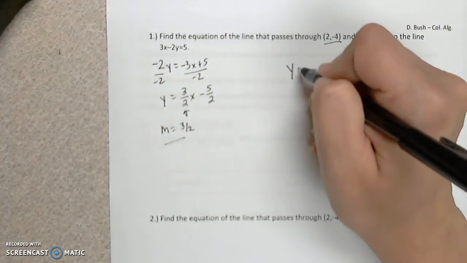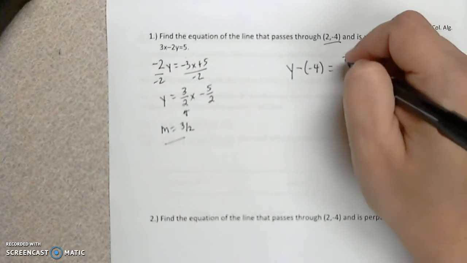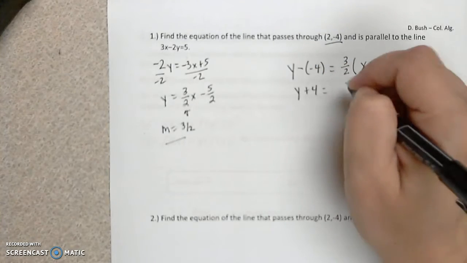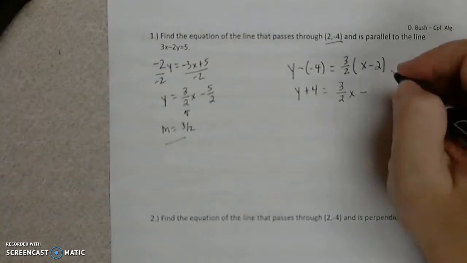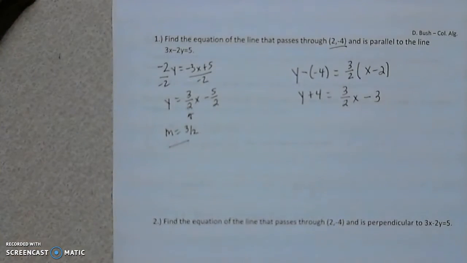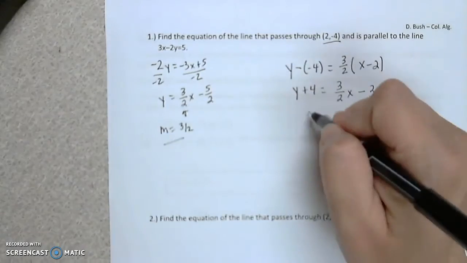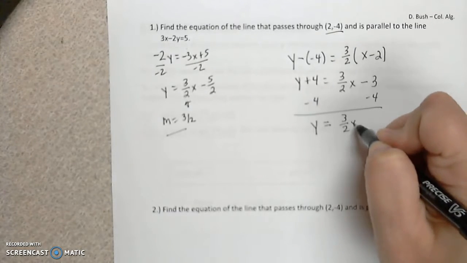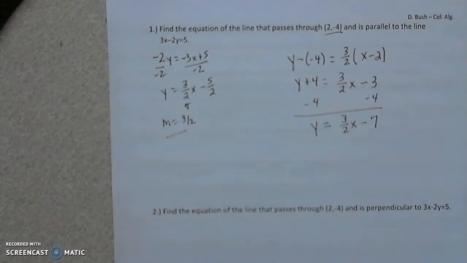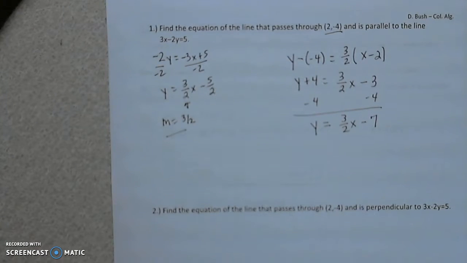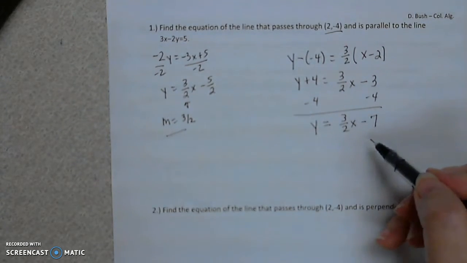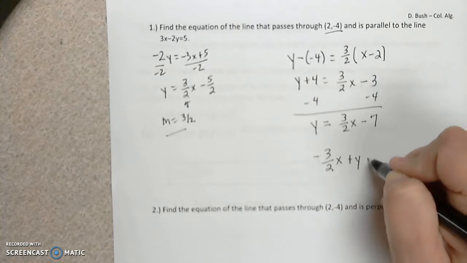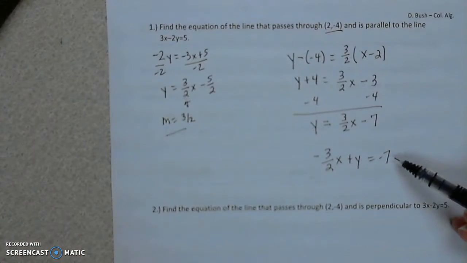So we're going to say y minus negative 4 equals 3/2 times x minus 2. That'll give us y plus 4 equals 3/2 x minus 3. So 3/2 times negative 2 would make negative 3. Now I'm going to subtract 4 from both sides. So I'll have y equals 3/2 x minus 7. That would be slope-intercept form. Then to get it in standard form, I simply move the x over. That would be my slope-intercept, and this would be my standard form.